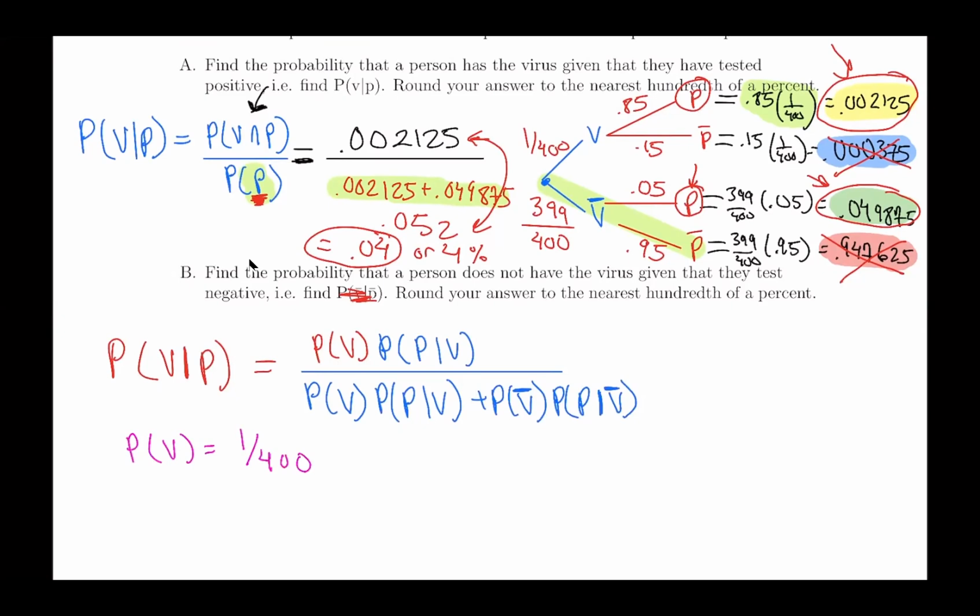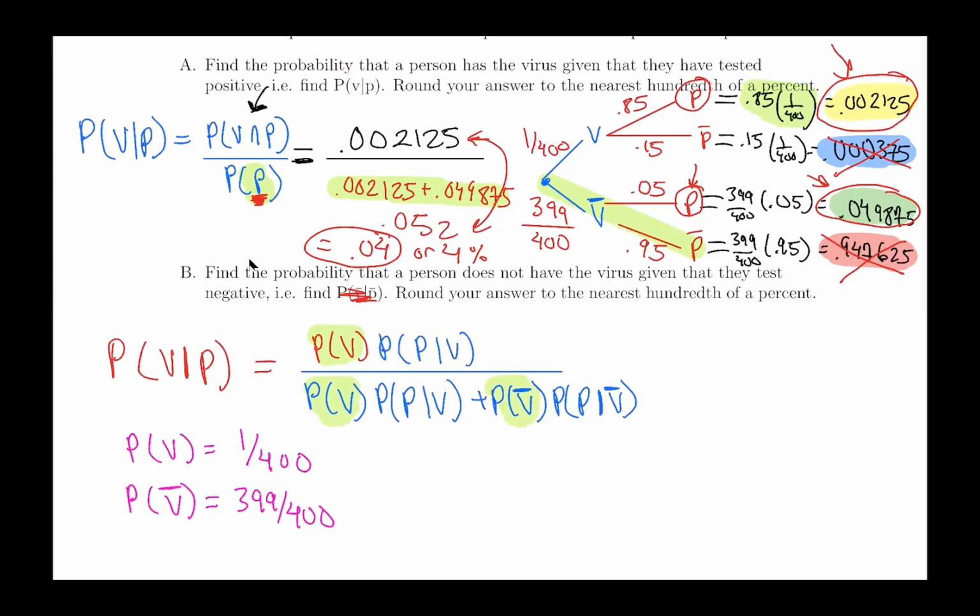Up next, what we have to do is find the probability that they don't have the virus. If I know 1 out of 400 people have the virus, the probability that they don't have the virus is 399 divided by 400. So far, everybody good with those two notations? So far, we found these probabilities over here.